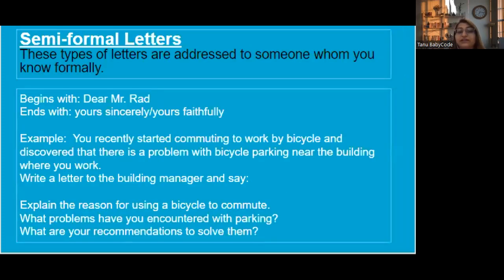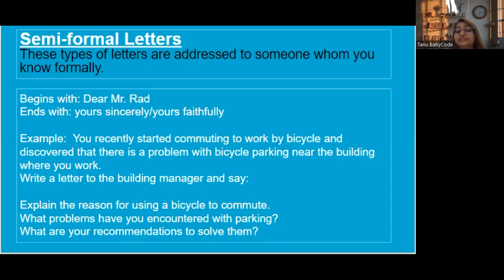Now, what is a semi-formal letter? Semi-formal letters are the type of letter which you address to someone and you know them formally. Officially you know them. Professionally you know them. Right? Now, suppose you can write, Dear Mr. Rat. Now I'm working for Babycode. I'm a trainer here at Babycode. So if I have to write a letter to my CEO, Mr. Pavan Kumar, how will I write a letter? Dear Mr. Kumar, right? Or my name is Tanu Virmani, Dear Miss Virmani. So you can write with the last name, right? And you end your letter with Yours sincerely or Yours faithfully.